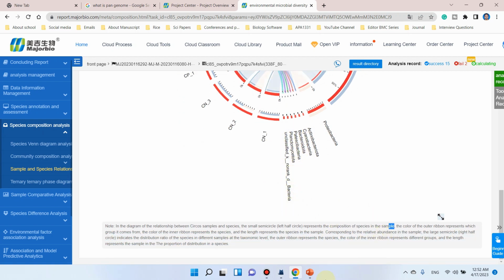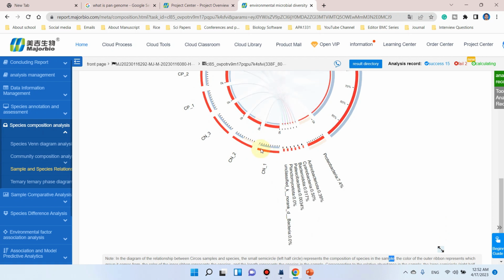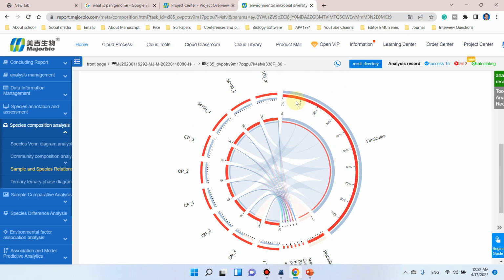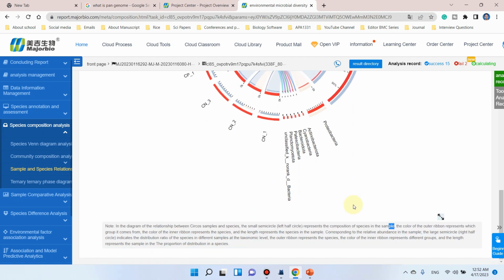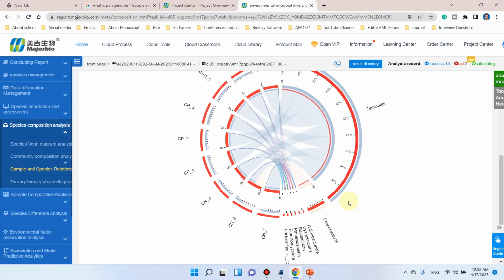So in this way, you can draw your relationships, and to get further, you can see here the length of the sample refers to the relative abundance. The highest abundance is in this red color, and red color is showing the proteobacteria. So in this way, you can have a rough interpretation of your microbiome data.